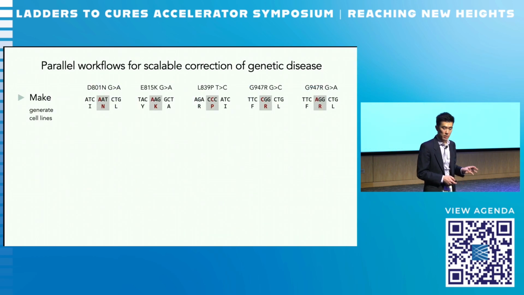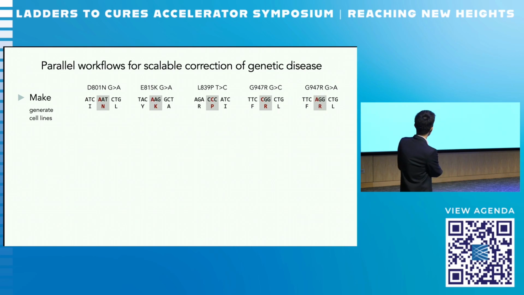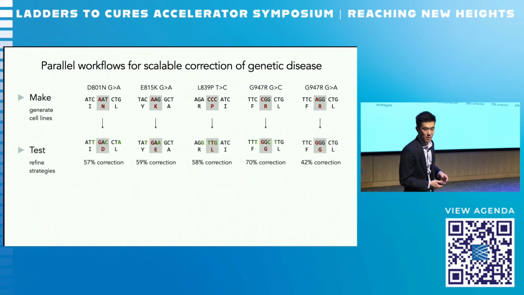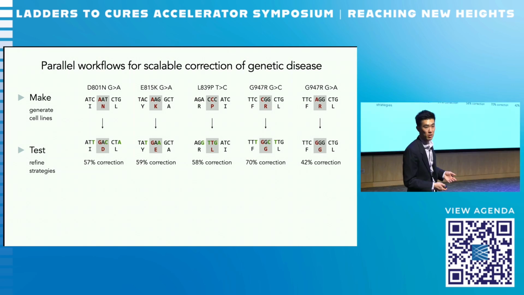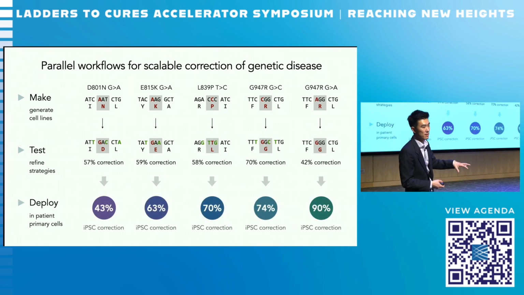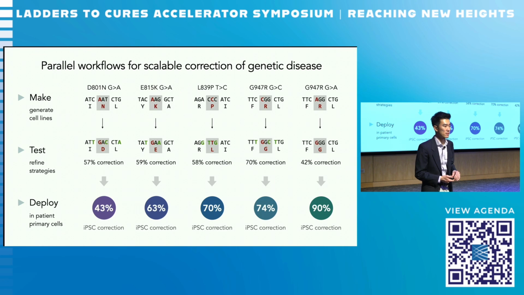So in this in vitro portion of the work, I hope I've been able to show you how by using precision genome editing, we can make these cell lines, something I did not discuss today, and actually optimize and refine correction strategies for these mutations, first in our HEK cell models, before finally advancing them into more advanced cell types.